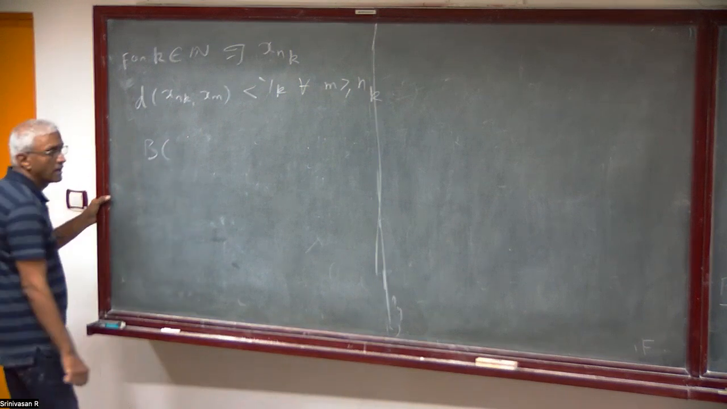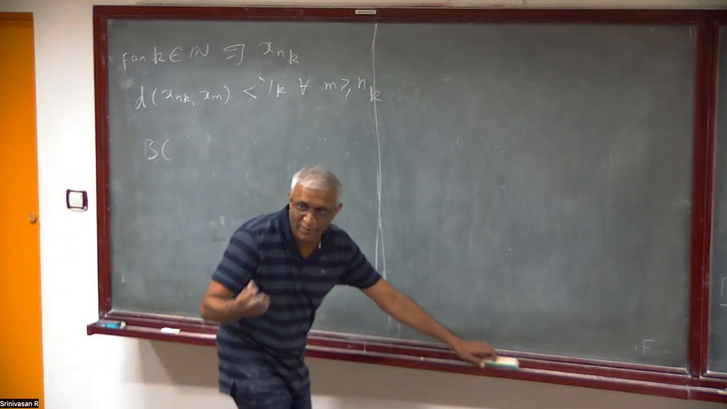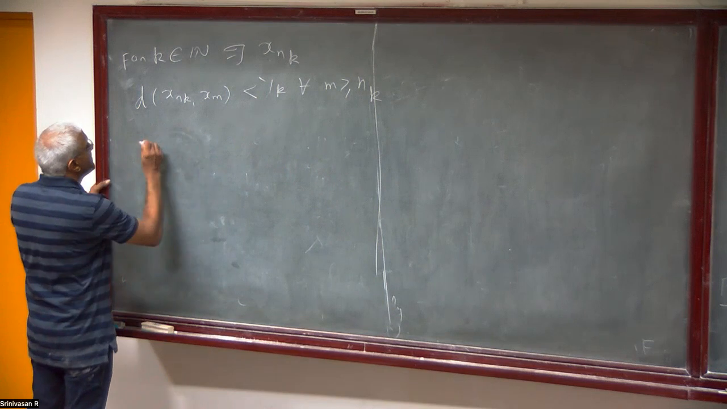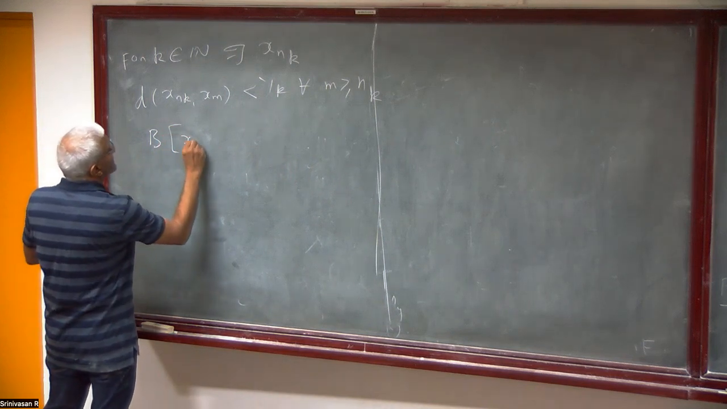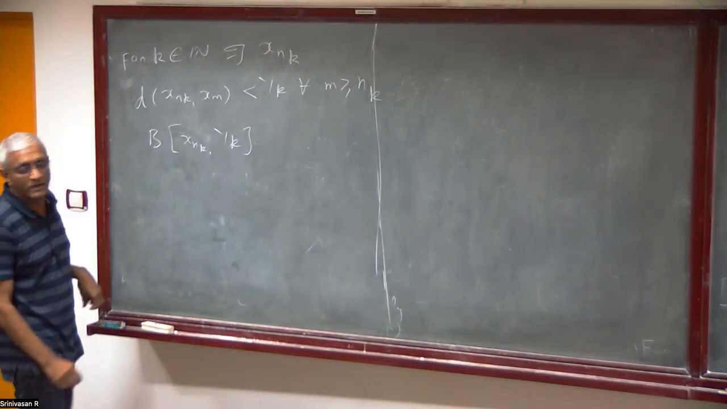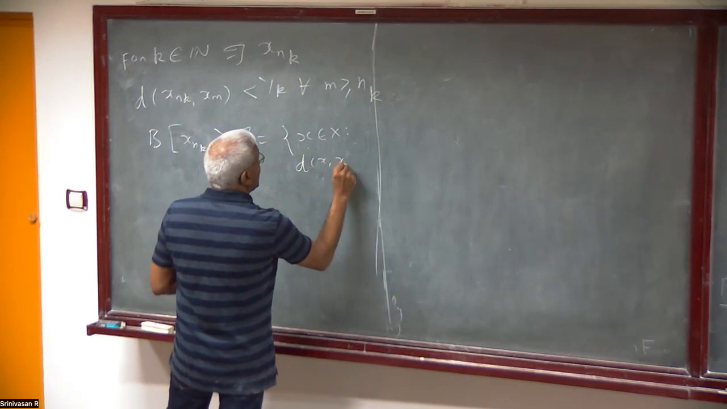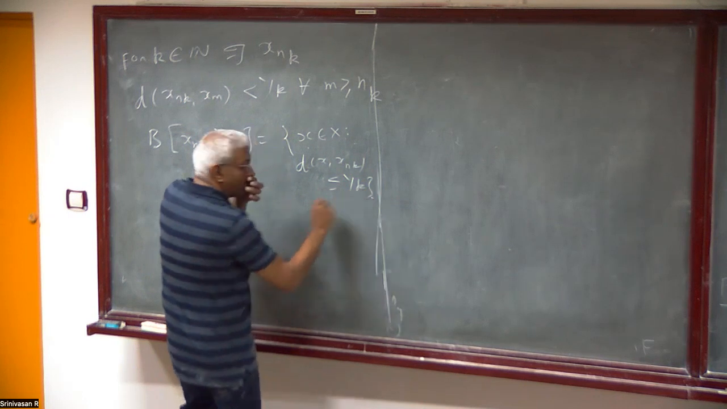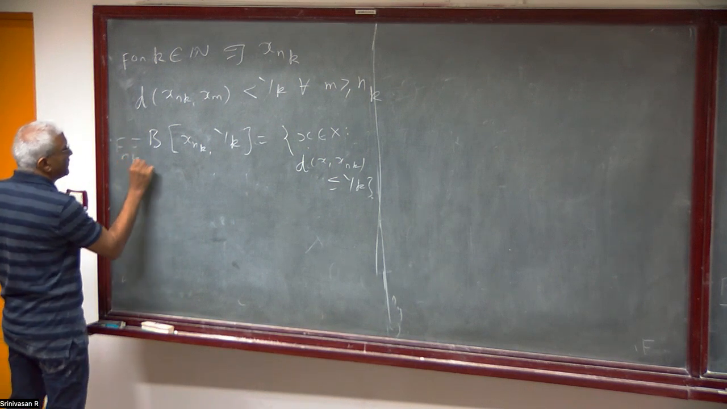I want to use the finite intersection property. Now take this B of x_{n_k}, 1 by k. You can use open sets also, but this is easier. By this I mean a closed ball, which is equal to all those x in X such that d(x, x_{n_k}) is less than or equal to 1 by k. This is a closed ball. Call it F_{n_k}.